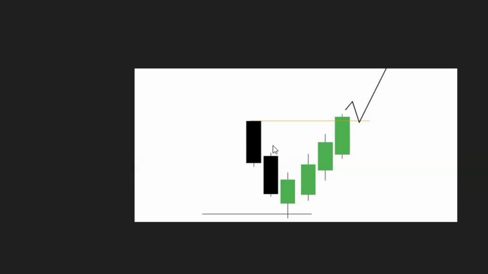So the first rule of engagement is that your change in state of delivery should be in the form of a V shape for a bullish scenario. And if it is a bearish scenario, then it will be vice versa, so it will be an A shape. That is the first rule of engagement.